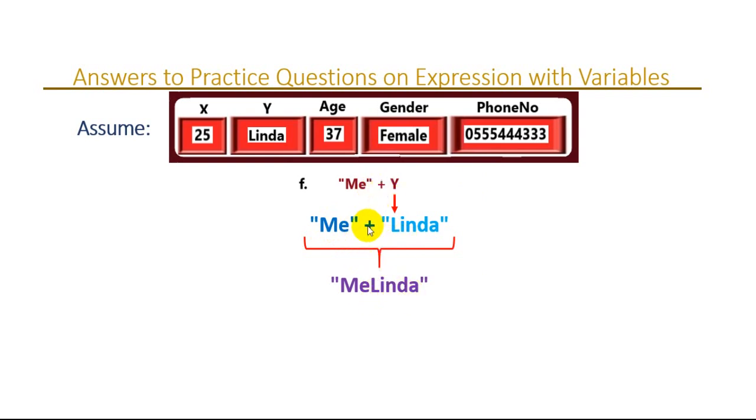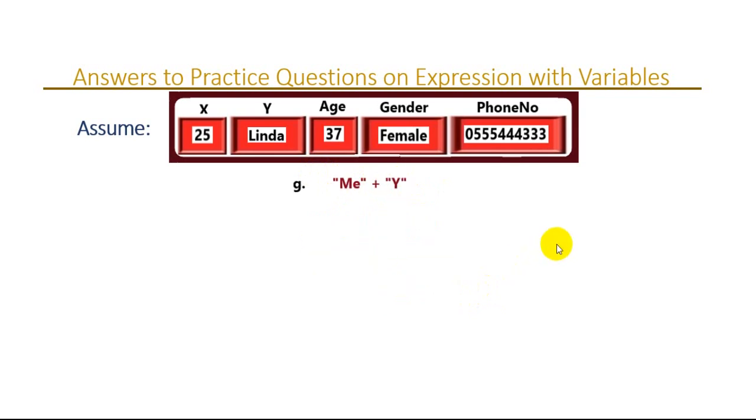This is a concatenation operation, or join operation. So the result of this will be a new string: open double quotes, MELinda with capital L, close double quotes. So this is the alphanumeric constant which is the result of this expression. If we solve this, this is the answer we get. Okay, F. Then we go to G.